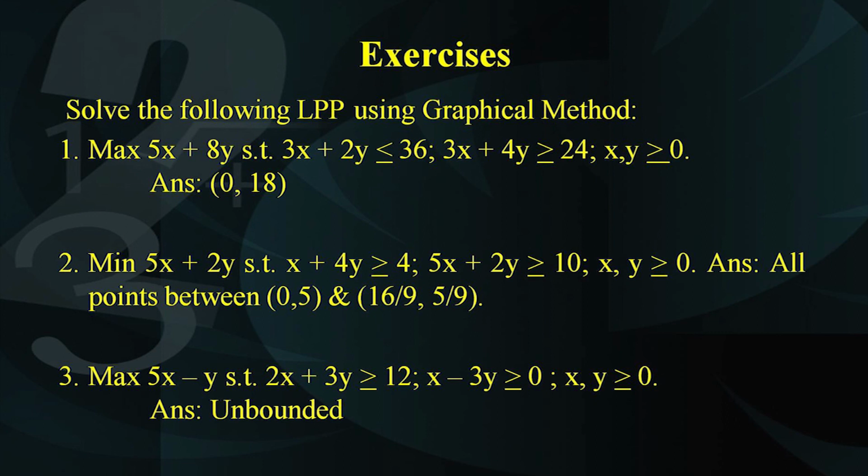And the third problem is maximization of 5x minus y subject to 2x plus 3y greater than or equal to 12, x minus 3y greater than or equal to 0, x and y are greater than or equal to 0, and you will find that the answer to this third problem is unbounded.